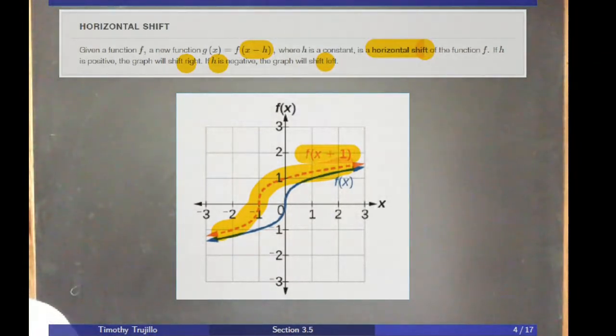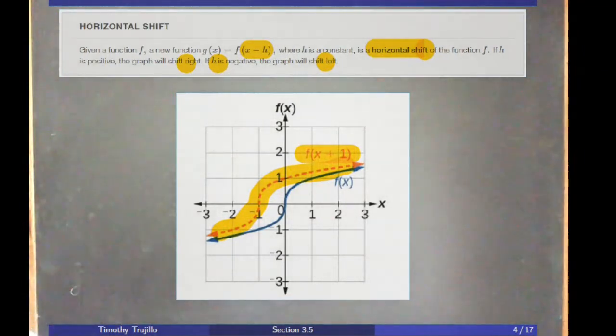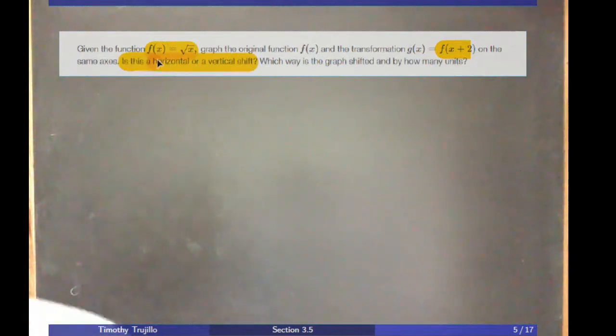Okay, so let's try some examples, hopefully to clarify some of these details. So here's that horizontal shift and the vertical shift. And now let's do this example. Here we're given that function, the square root of x, and we want to apply a transformation and look at f of x plus 2. So first off, is it a vertical or a horizontal shift? In the chat, let me know. Is this vertical or is this horizontal?